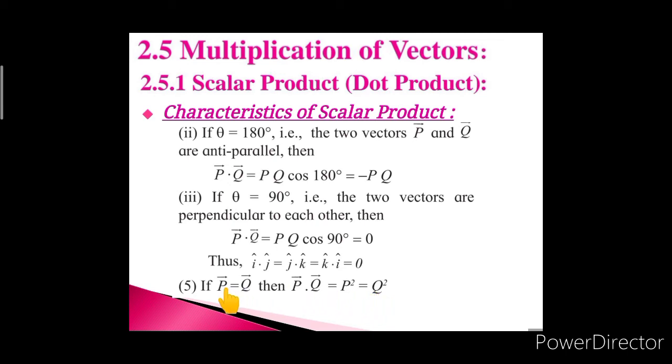That means when the two vectors are equal, having the same magnitude and direction, their scalar product will be the square of the magnitude of either vector. That means vector P dot vector Q gives the result as P square or Q square. We can write vector P dot vector Q as P square, and also we can write vector P dot vector Q as Q square.